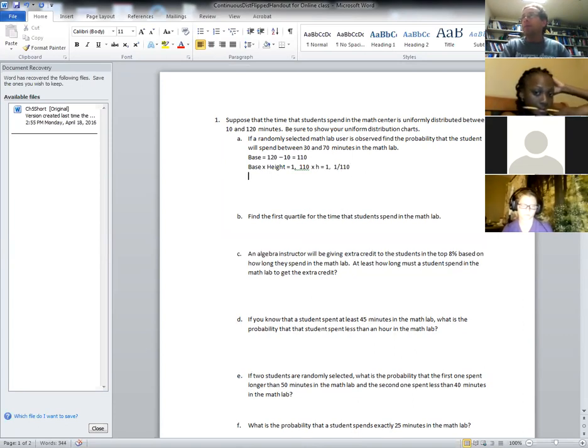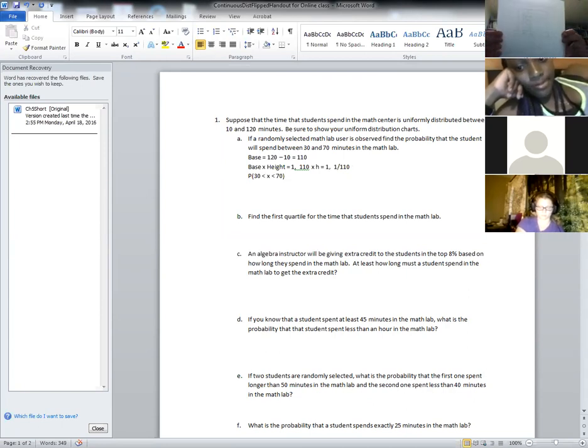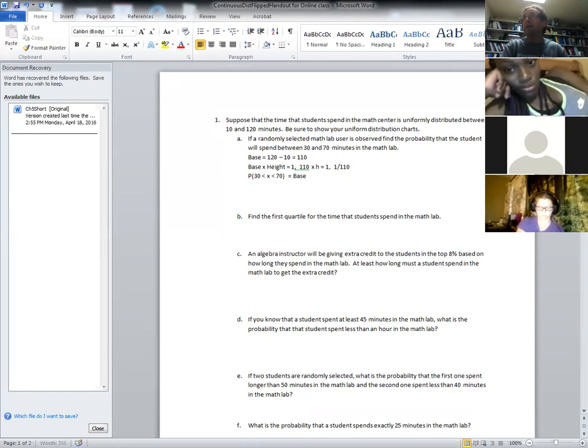Okay, we want the probability that x is between 30 and 70. To do that one, I'm going to draw a picture. I know it's going to look backwards, but there's a rectangle, and you're going to shade between 30 and 70 and find the area of that rectangle. To find the area, you can do base times height, which is equal to, the base will be 70 minus 30, and the height is 1 over 110.